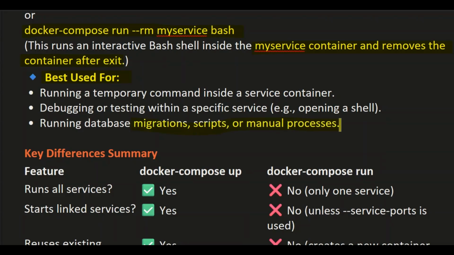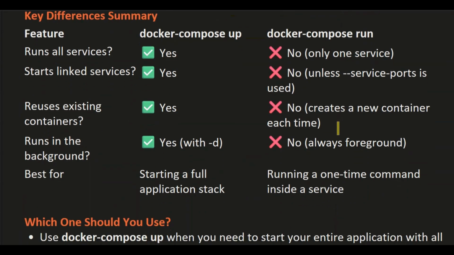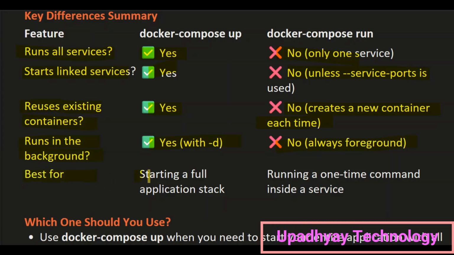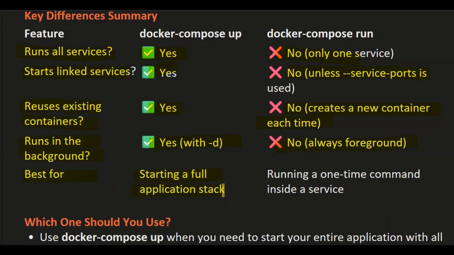Key differences summary. Feature: docker compose up versus docker compose run. Runs all services? Yes for up; no for run, only one service. Starts linked services? Yes for up; no for run, unless --service-ports is used. Reuses existing containers? Yes for up; no for run, it creates a new container each time. Runs in the background? Yes with -d for up; no for run, always foreground. Best for: starting a full application stack versus running a one-time command inside a service.